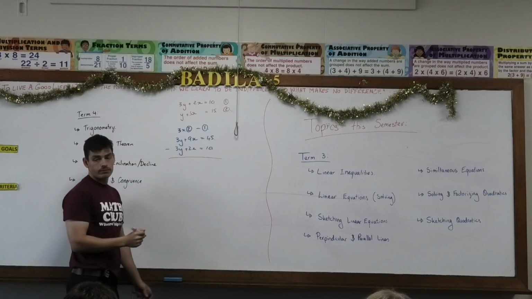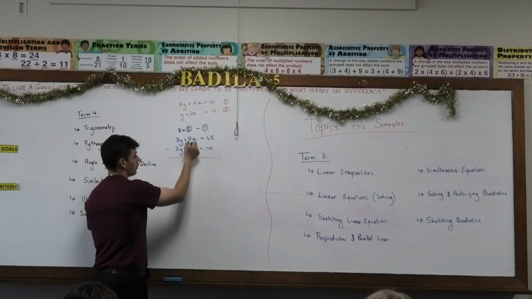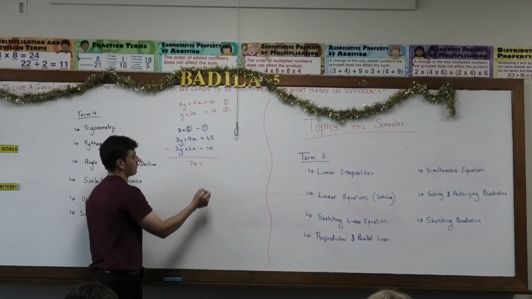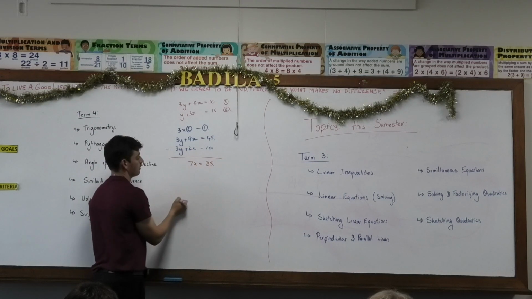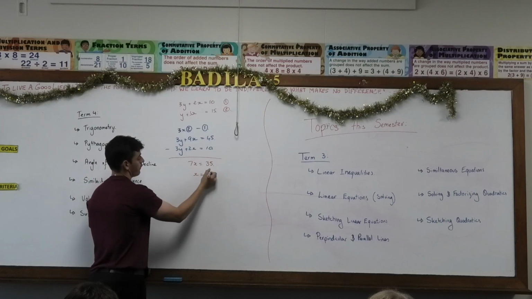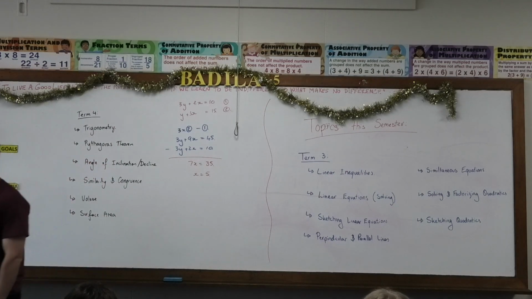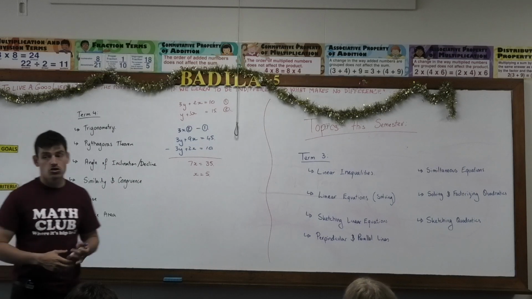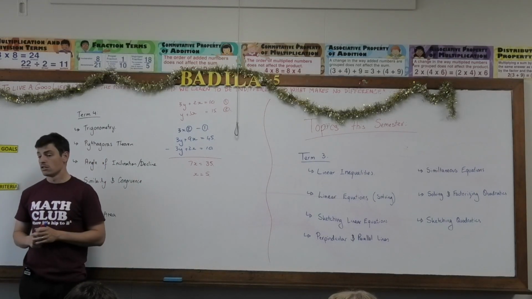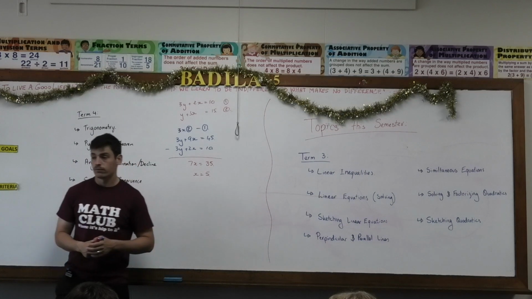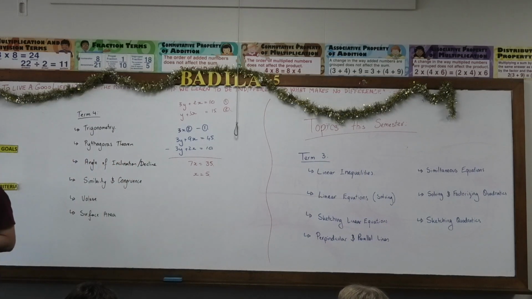3y minus 3y is 0. 9x minus 2x is 7x. 45 minus 10 is 35. X equals 5. Am I done? Sub that into one of my equations, correct? That's the difference between elimination and substitution. Both are viable methods. I don't care which method you use. Sweet.